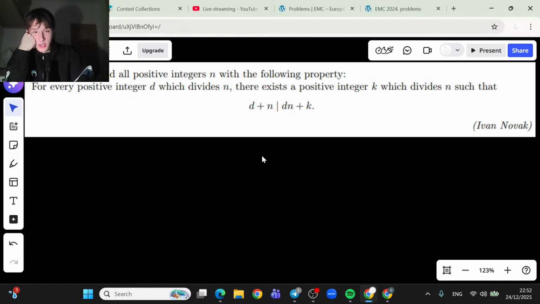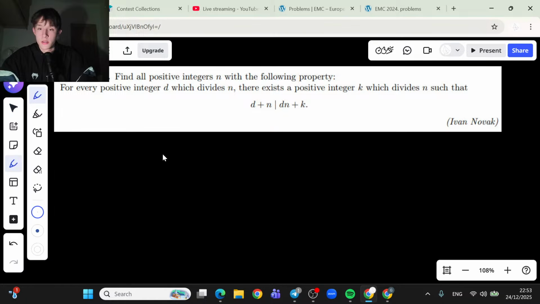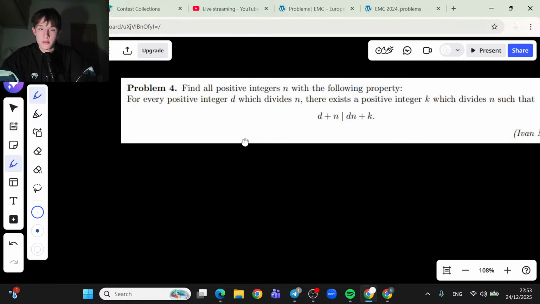Find positive integers n with the following property. For every positive integer d which divides n, there exists a positive integer k which divides n such that d plus n divides dn plus k. Okay, let's rewrite this.